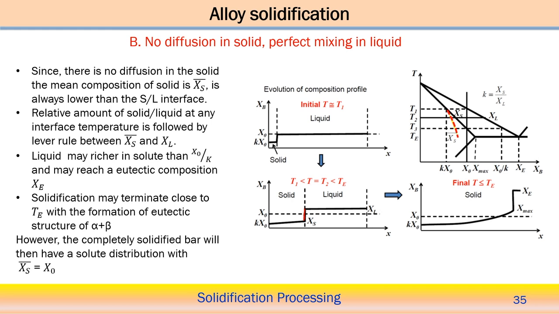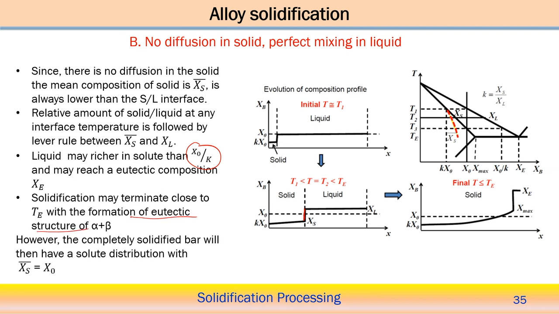We see that the liquid may be richer in the solute than X0 by K. That is possible because a liquid phase still exists, but below the temperature T3 it can go up to the eutectic temperature TE, and the composition will vary accordingly. So the liquid can be richer than X0 by K, and it can go up to the eutectic composition XE. Once it reaches the eutectic composition, the solidification terminates close to the eutectic temperature and forms the eutectic structure.